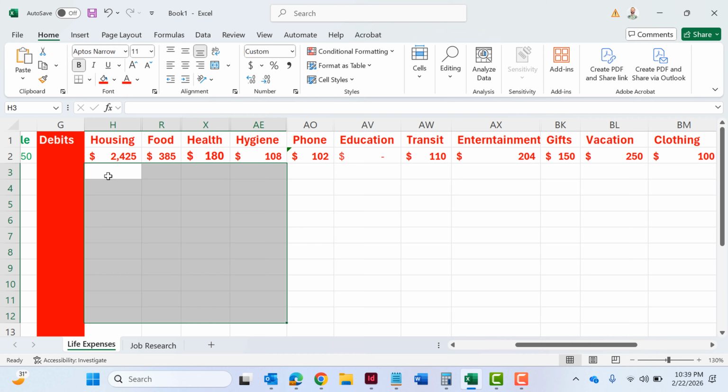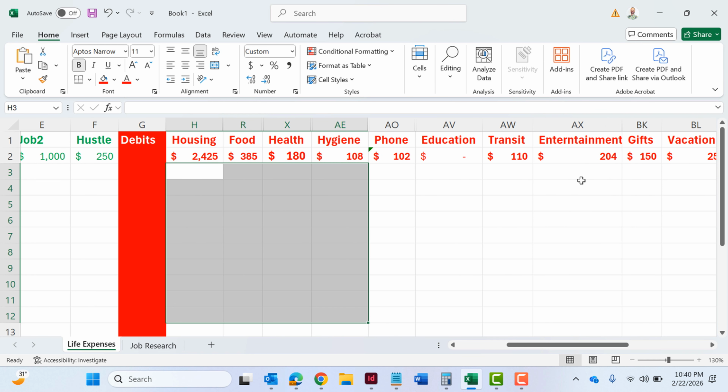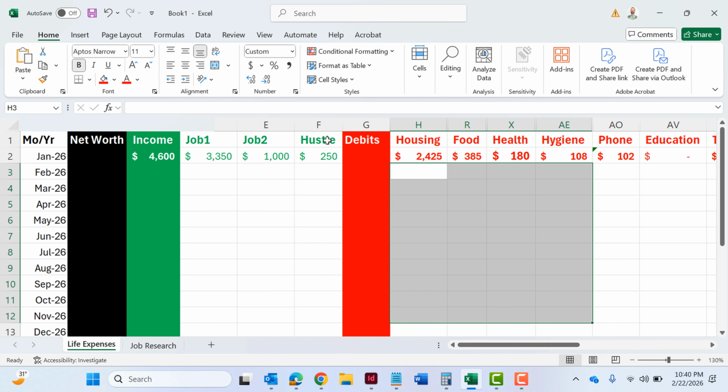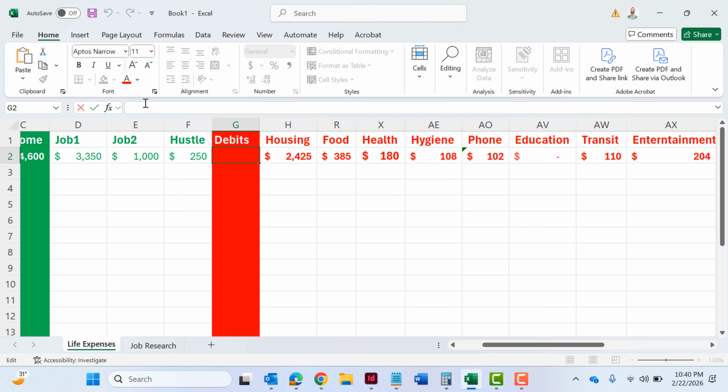So these are our major subcategories of debits. Of course, these are found by adding up the different parts of each one, which we have hidden. In order to get debits, we've got to add up all the bigger categories from housing, food, health, all the way over to hobbies. Now, in order to do that, we need to change a couple things. First, we have to make sure that we don't add the columns in between that we've hidden because those are already added into these.